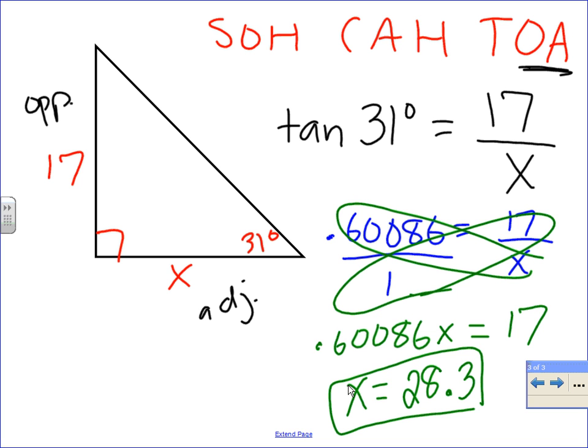It would be wrong. If you kept it in radian mode, you'll get the wrong degree, or the wrong measurement, I should say. Annalise?